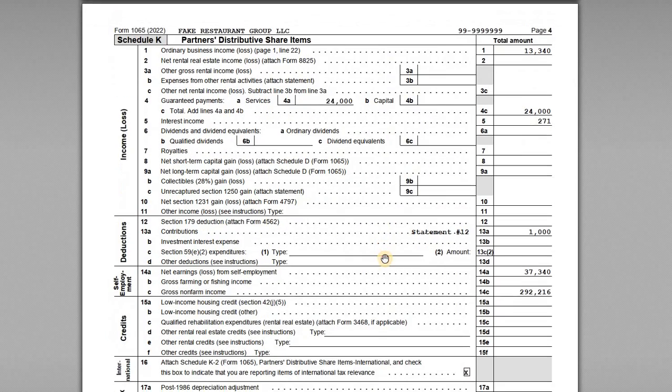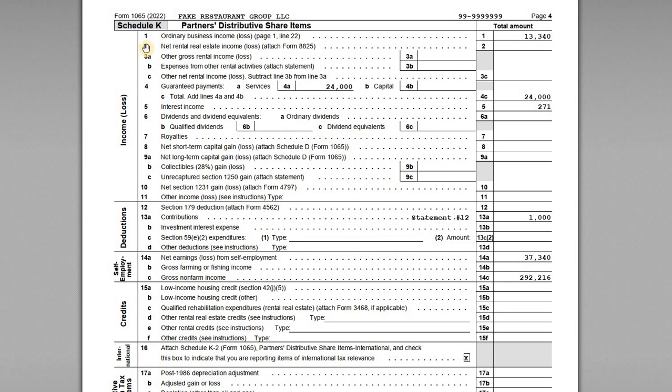So I'm going to jump down here to page 4. So this is the Schedule K, Partners Distributive Share Items. Line 1 here, ordinary business income or loss, this is the net number flowing through from page 1. All the other line items here are separately stated items that are not included on page 1. So just as a quick reference, we can see the total we're going to arrive at is $13,340.